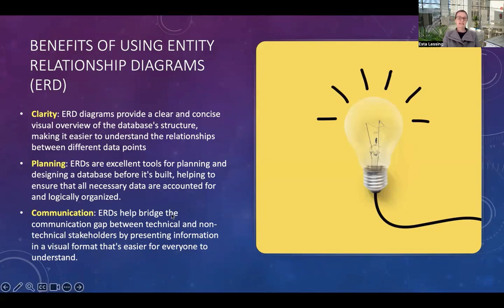Planning, this is like they say here, it's an excellent tool to help planning and designing the business database before it's actually built. And especially if you can engage your business stakeholders frequently so that they've got really good insights into what are the cardinalities and what are the rules and relationships that's being implemented. And here, once again, communication. So the ERD diagram is a great way for technical and non-technical people to bridge the gap in making sure that everybody is on the same page regarding databases.